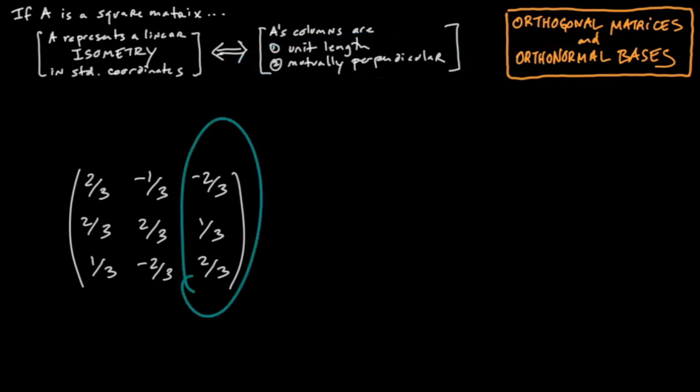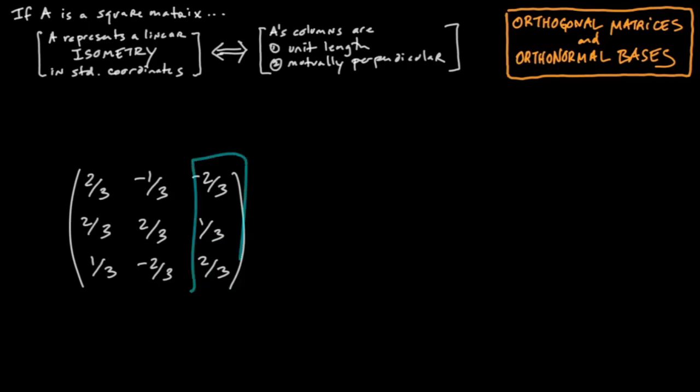For example, the third column here, if we compute its length, we're going to get the square root of 4/9 plus 1/9, 5/9, plus 4/9. That's 9/9, which is 1. So the square root is 1, and therefore the length of this column is 1. Same story with the other two columns.